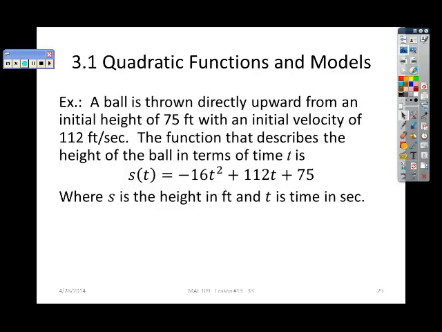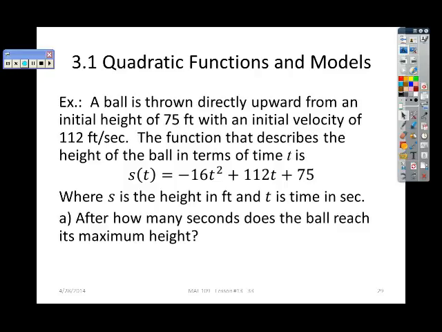Here's the equation. Where it comes from is some person was standing on top of a building and threw this ball up, and they threw it at a pretty fast speed, 112 feet per second. So they threw it up and it came back down. So s is height, t is time. Time begins when it's released. So that's time 0. How many seconds after it's thrown does it reach its maximum height?